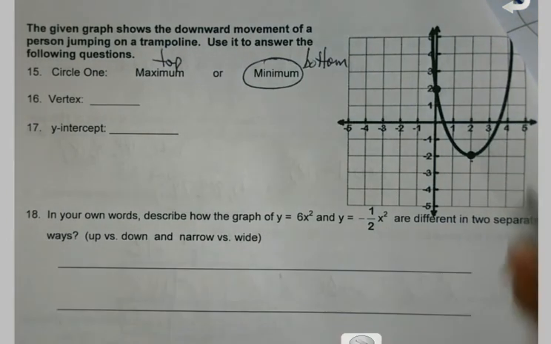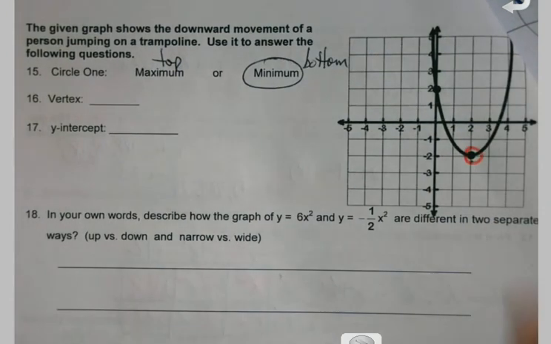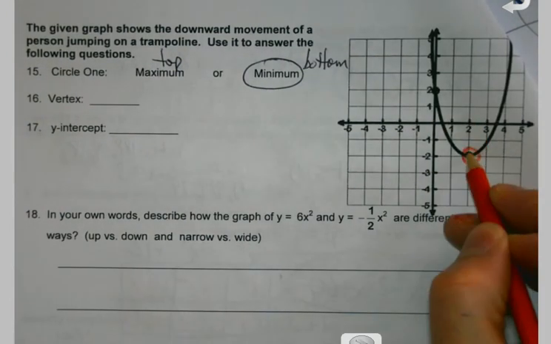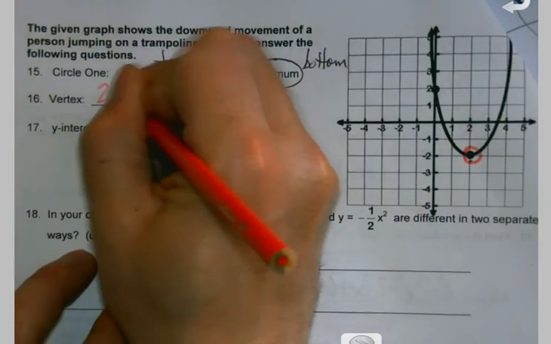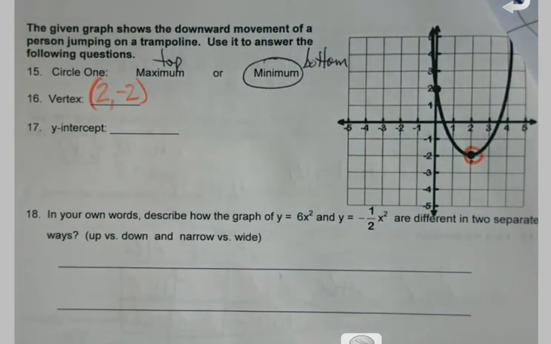My vertex is going to be wherever my max or my min is found. So right 2, down 2 would be (2, -2). And that's a point. It's not slope. Don't make it a fraction. It's just a coordinate point. So we put that there.